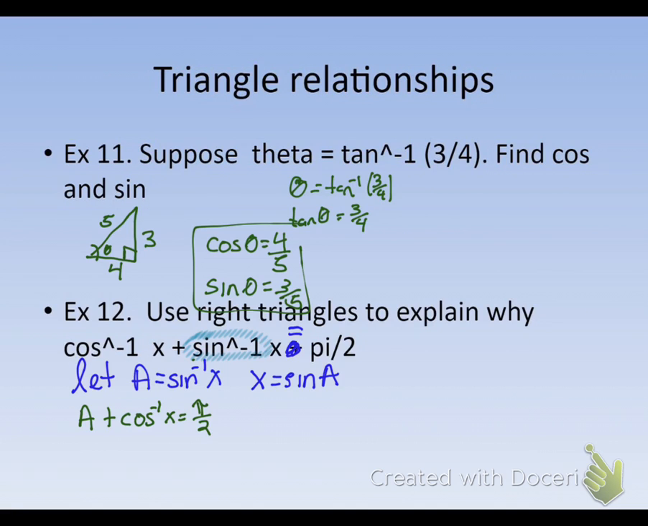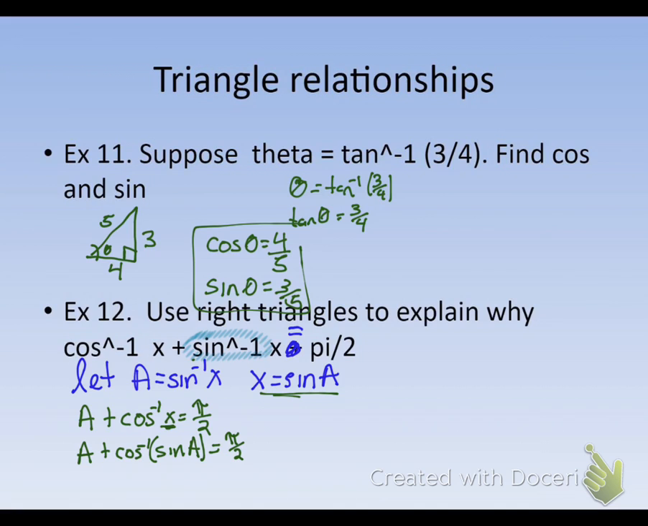Our next step, based on what we let a be, is to substitute in for x. So now I'm going to take what I have for x right here and sub it in for my x right here. So in our next step: a plus cosine inverse of sine of a equals pi over 2.